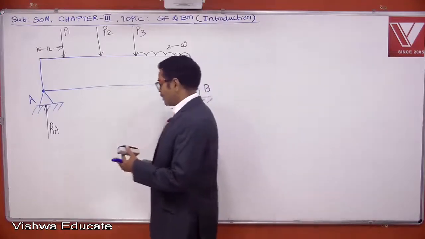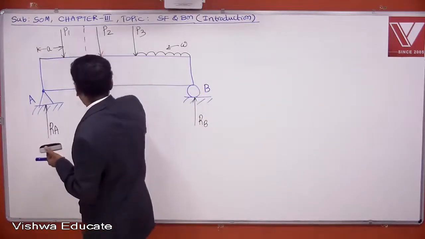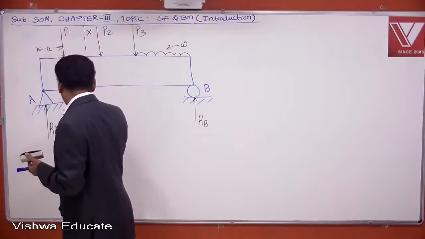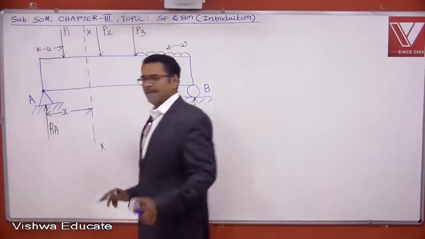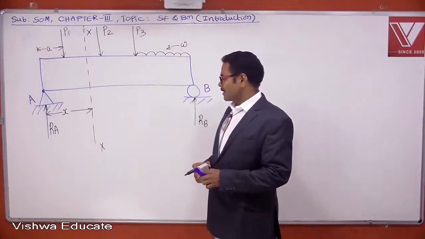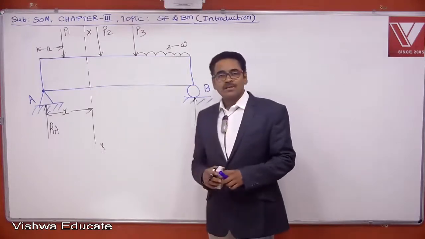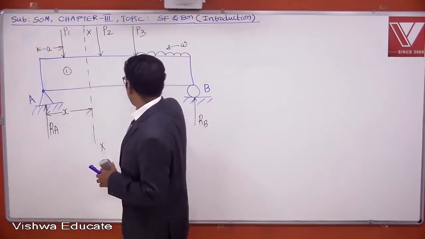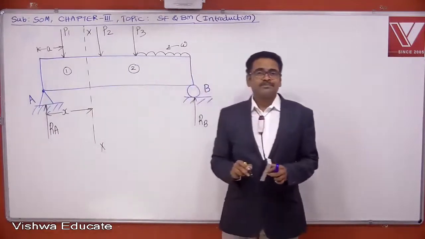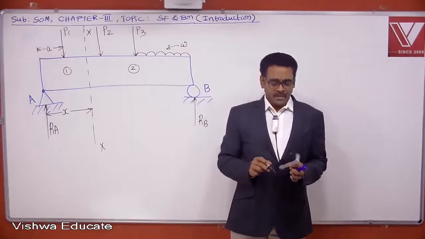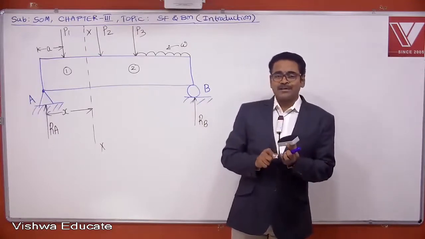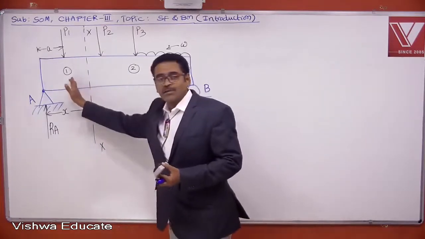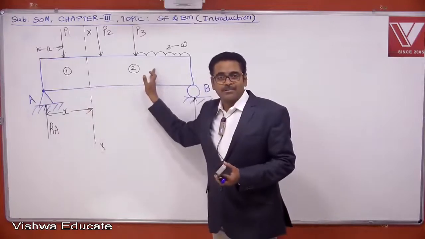Now, I take one plane here, right? I may call this plane XX, and this plane is located at a distance of X from support A. This plane divides the beam into two sections, section 1 and section 2. If the entire beam is in static equilibrium, every portion of the beam will also be in static equilibrium. That means section 1 will be in equilibrium, and section 2 will also be in equilibrium.